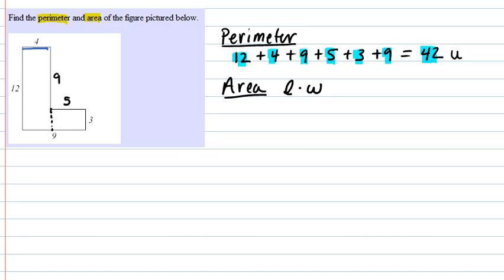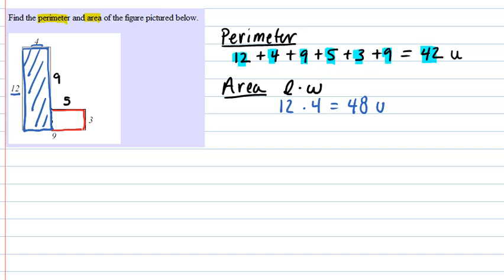I'll shade it blue. So we've got this long rectangle, and then along the bottom we have the smaller red rectangle. So to find the area of the blue rectangle, I simply take its length and width. Notice it's 12 by 4. So we take 12 times 4 and get 48. And because it's area, we talk about square units. So you put a little 2 on the unit.